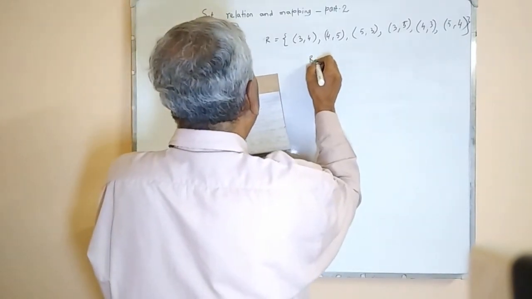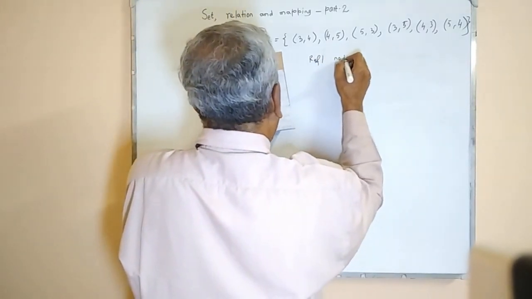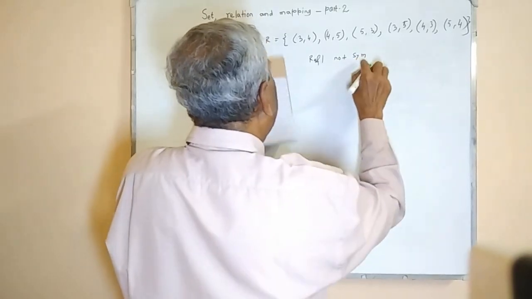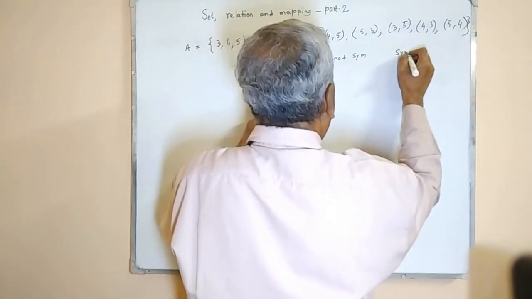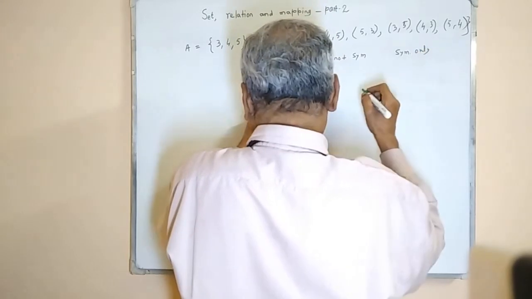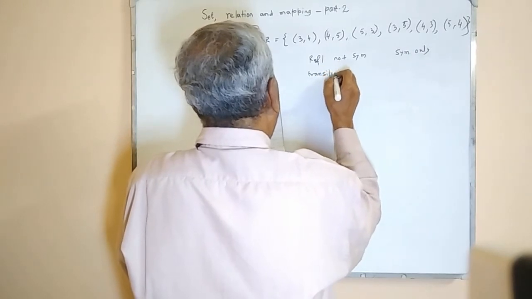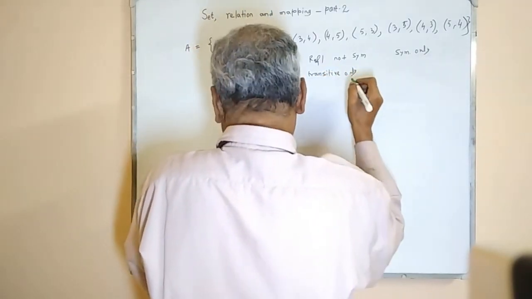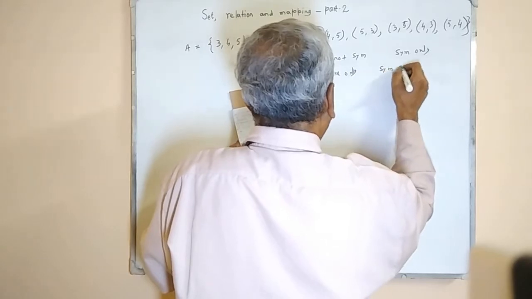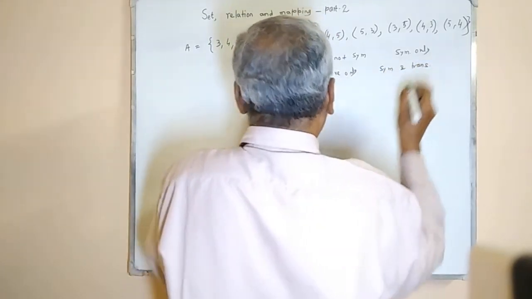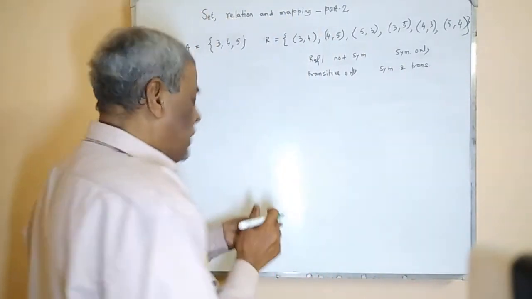Reflexive but not symmetric, symmetric only, number 3 transitive only, and the 4th option is symmetric and transitive both. Now let us see one by one.